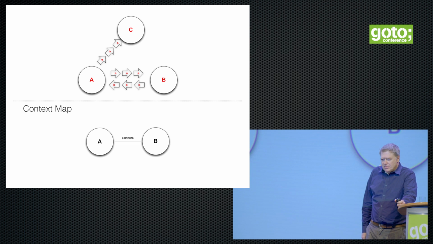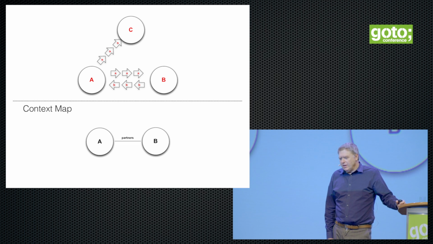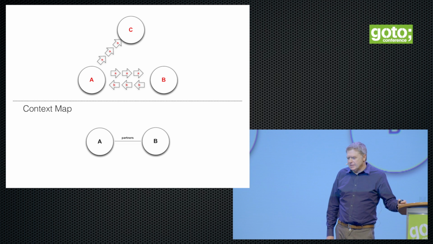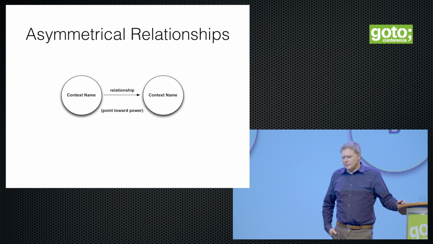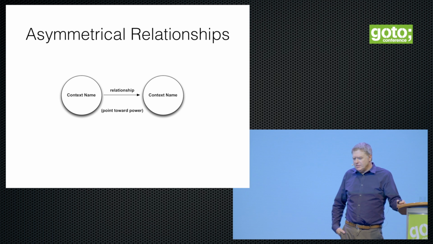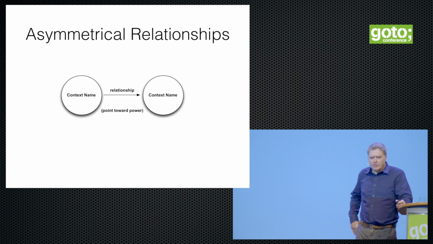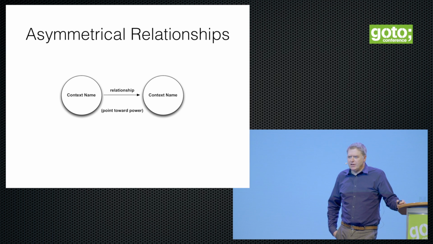Now C comes along. This is another service, and they are consuming messages coming from A. But this is not that kind of mutual collaborative relationship that A and B have established. C is consuming and doing something with these messages. But A is not as interested in C as they are in B. So this is an asymmetrical relationship, a kind of upstream and downstream relationship.